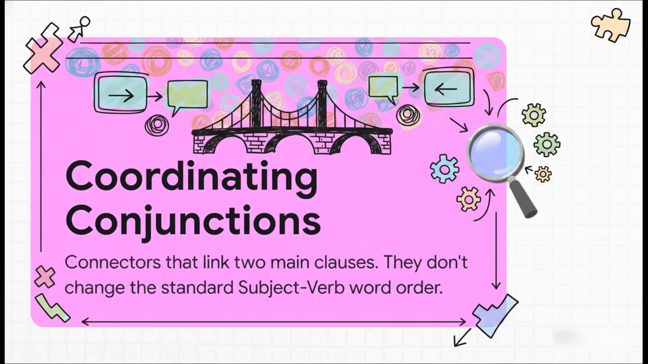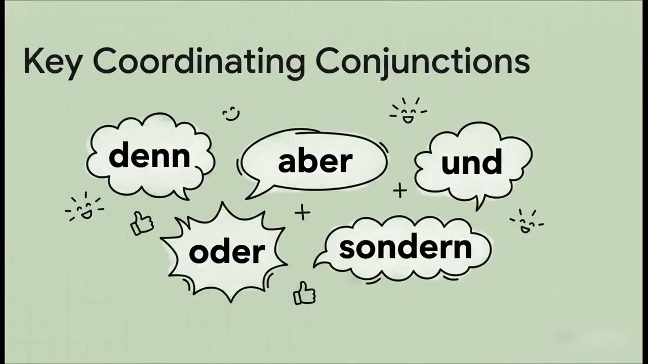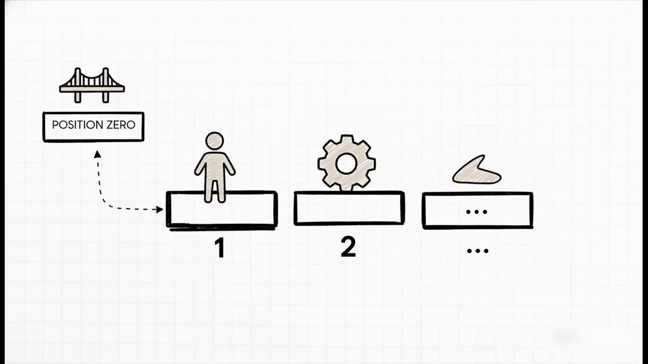The key thing here is that they don't mess with anything. They're just a bridge, and the sentence that comes after them keeps its normal, comfortable subject-verb structure. Here are the main players in this super friendly group. You've got denn, aber, und, oder, and sondern. Whenever you see one of these, you can just take a breath, because you know the word order that follows is going to be totally straightforward. No tricks.